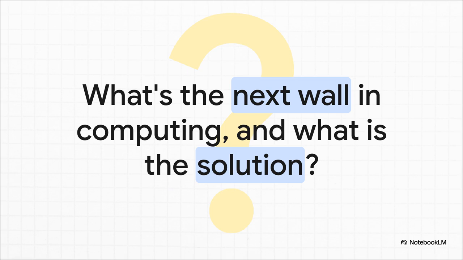We overcame the power wall by building more cores, but that just created a new software challenge. So what's the next great wall in computing? Is the solution going to be even more specialized chips, a revolution in software, or something totally different, like quantum computing? The quest for speed, it never ends.